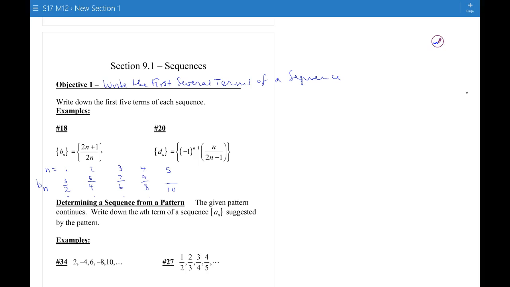And the numerators are going 3, 5, 7, 9. I can see that the next numerator is 11. So we write these with commas in between them, and then say comma dot dot dot, which is called an ellipsis, that says and so on in the same way.